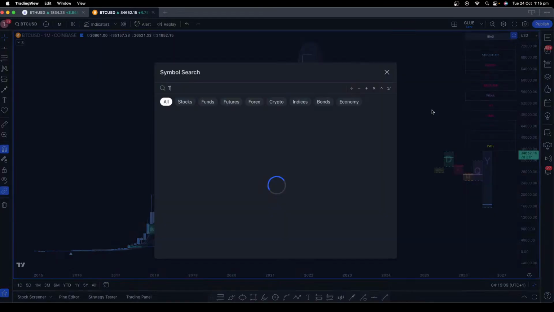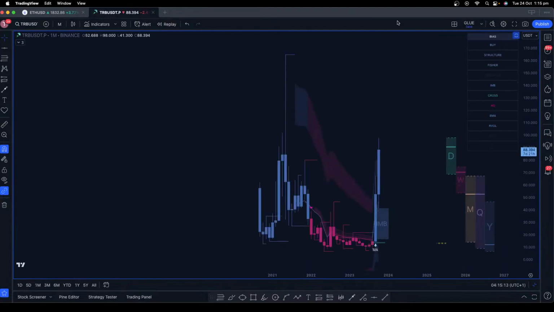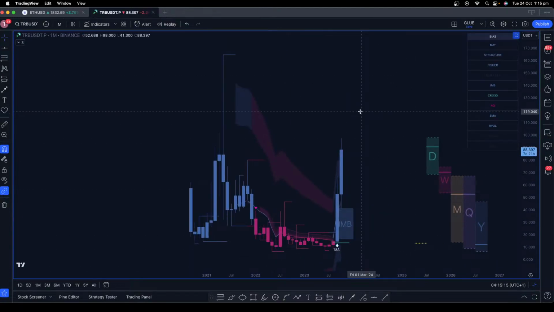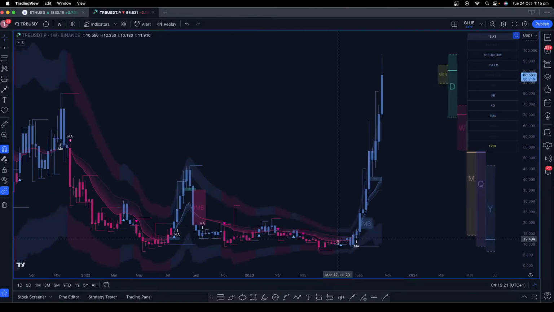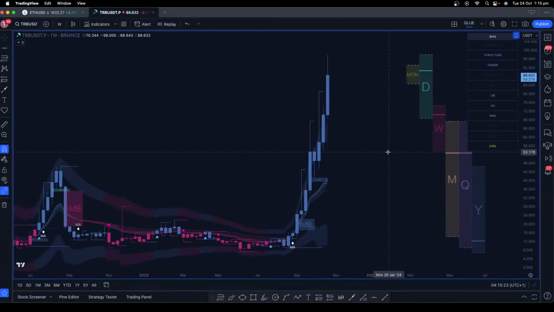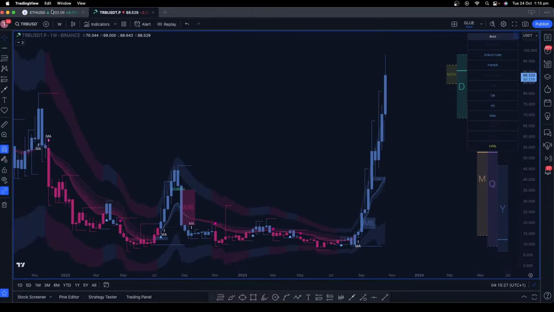We saw TRB just randomly pump like this. I mean, look at it. Ridiculous. Absolutely insane. Now this thing, look at this. Absolutely insane. I don't really care about TRB. Don't care what it is, care what it does.